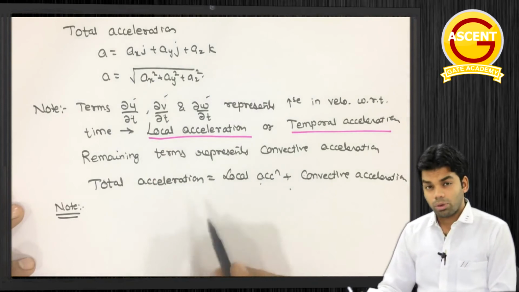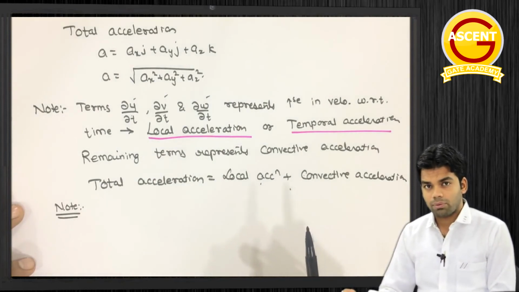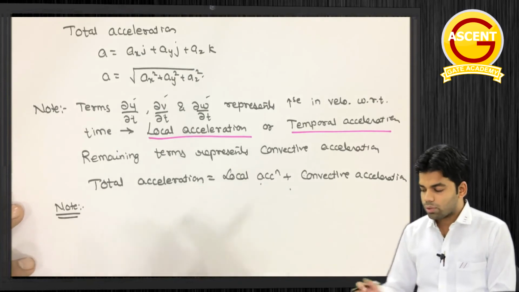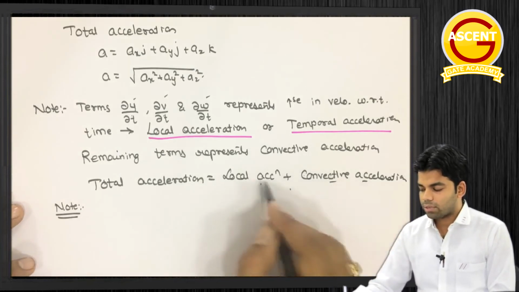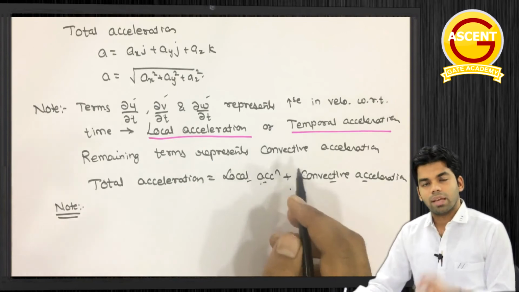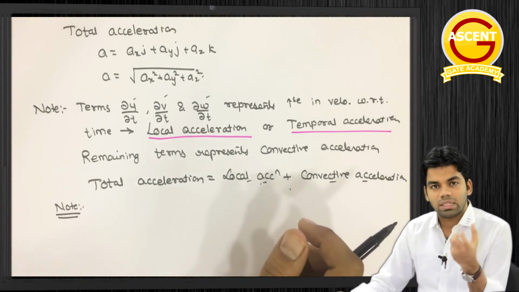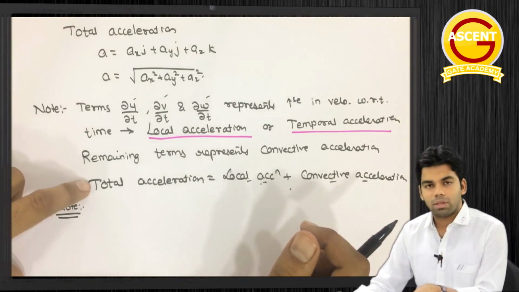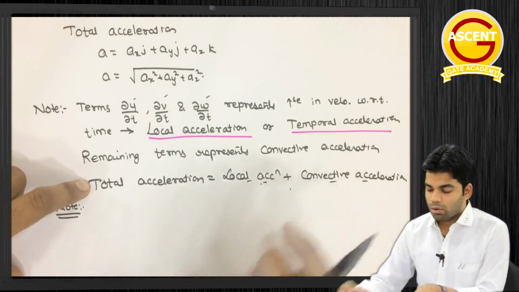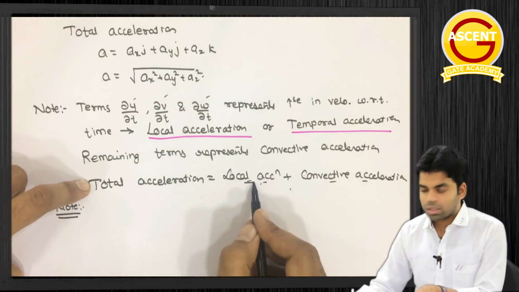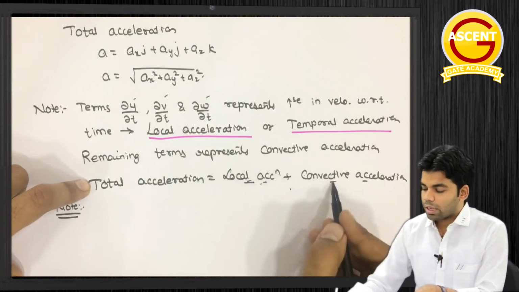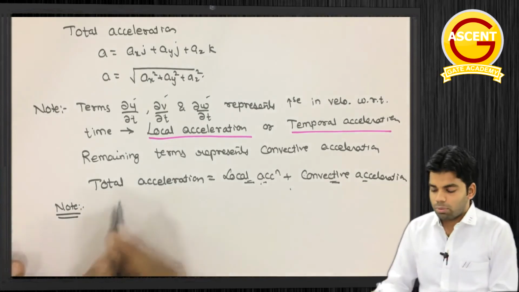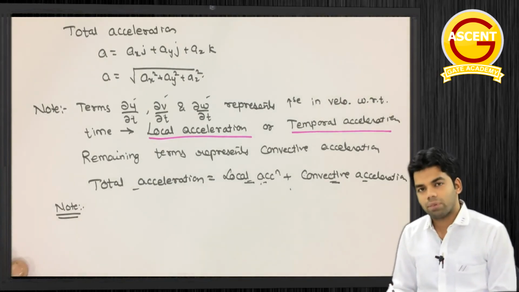For uniform flow, since velocity does not vary with respect to space coordinate, the convective acceleration will be equal to 0. Therefore, if the flow is both steady and uniform, total acceleration will be equal to 0. For steady flow local acceleration is 0, for uniform flow convective acceleration is 0, so if the flow is both steady and uniform, obviously the total acceleration will be equal to 0.